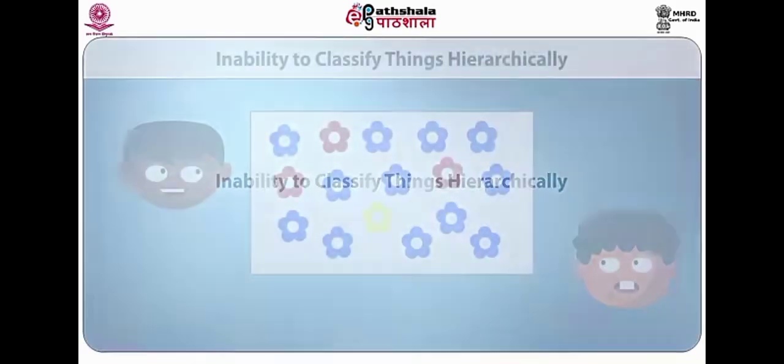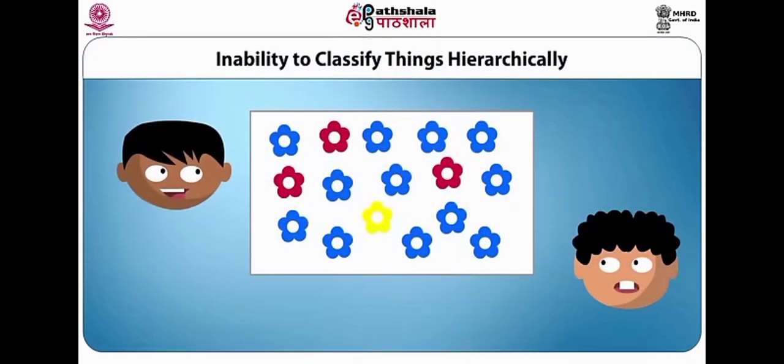The third inability is the inability to classify things hierarchically. The illogical thinking of the preschooler does not allow them to possess the capability of organizing objects as per their classes or subclasses based on the similarities and differences.